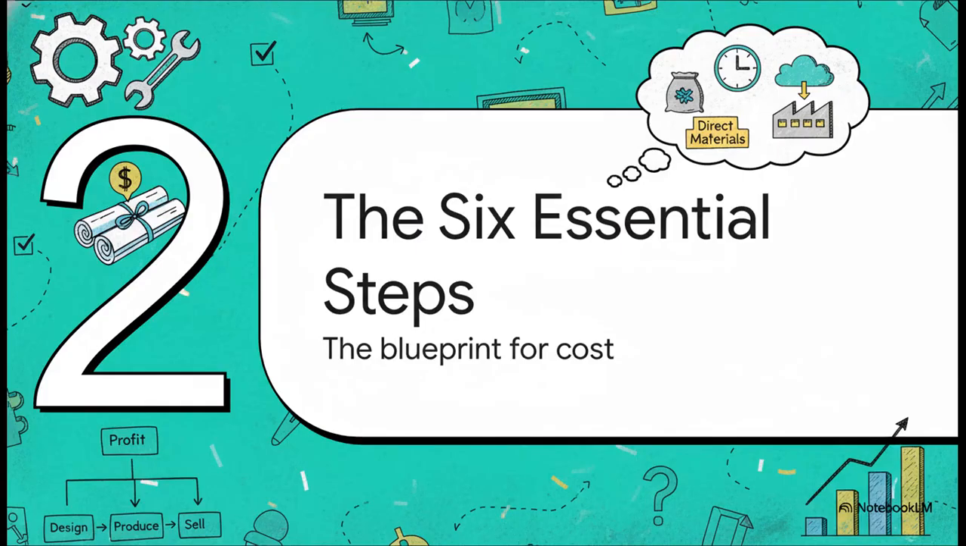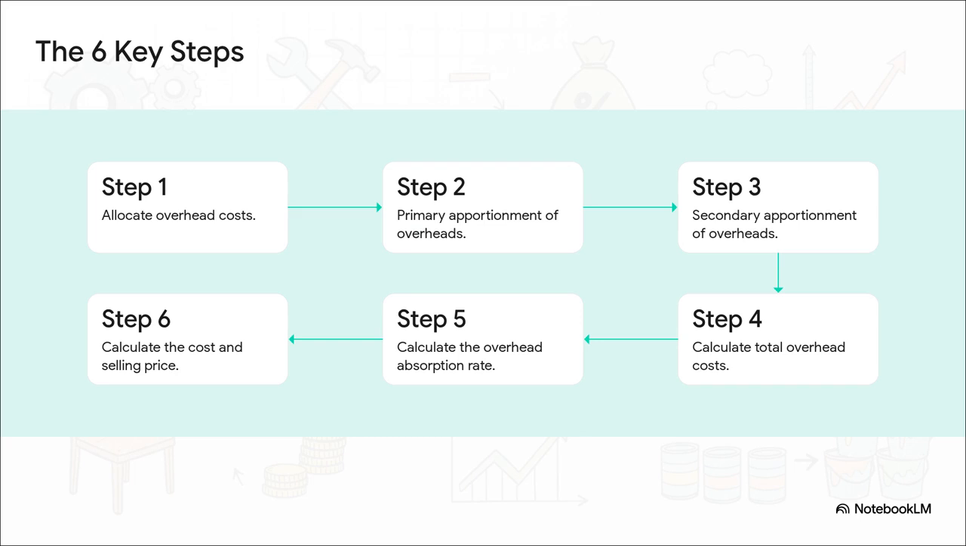All right, let's get into the actual process and see how this all comes together. Think of this as the blueprint that businesses follow to get from just a pile of receipts and expenses to a final profitable price. Now, the whole thing really boils down to these 6 key steps.